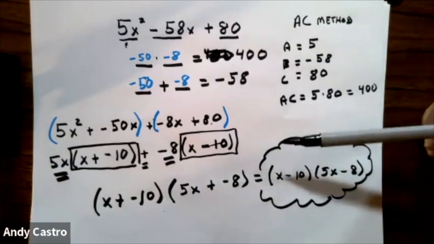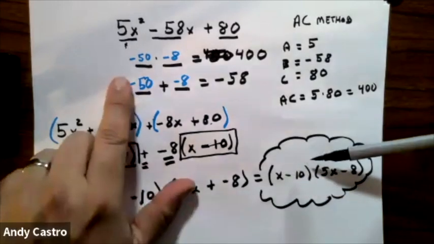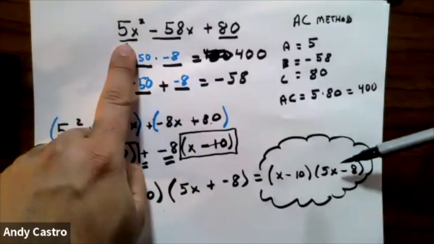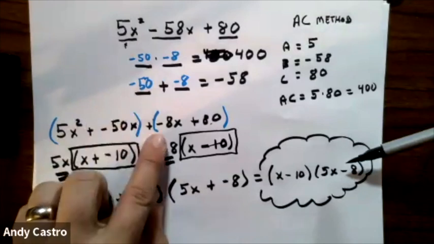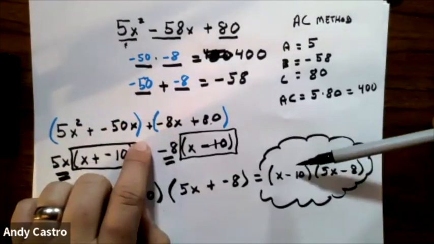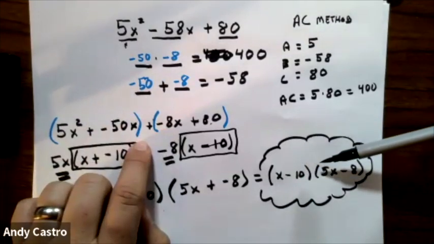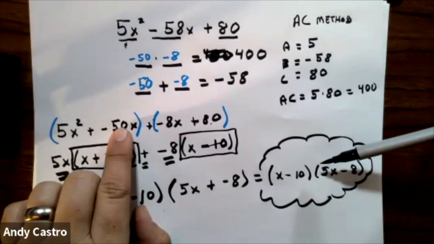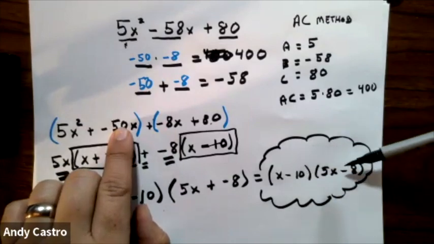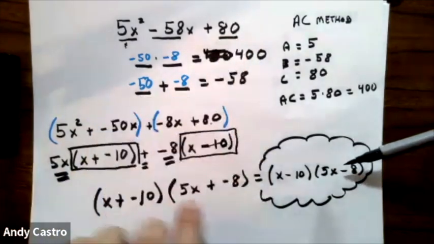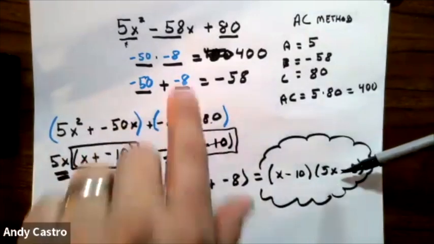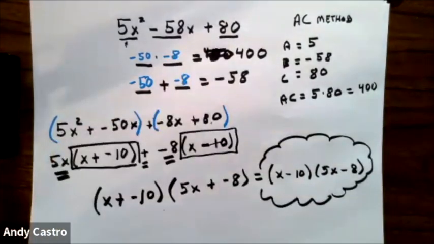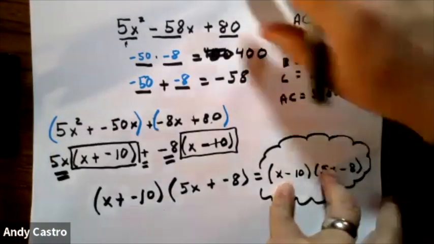And of course, we can check it. x times 5x is 5x squared, x times negative 8 is negative 8x. Negative 10 times 5x is negative 50x. And negative 10 times negative 8 is positive 80. And then these two combine to give you negative 58. All right.